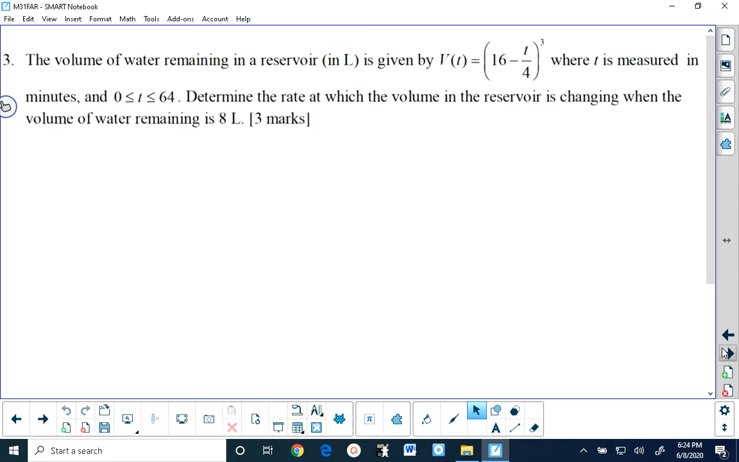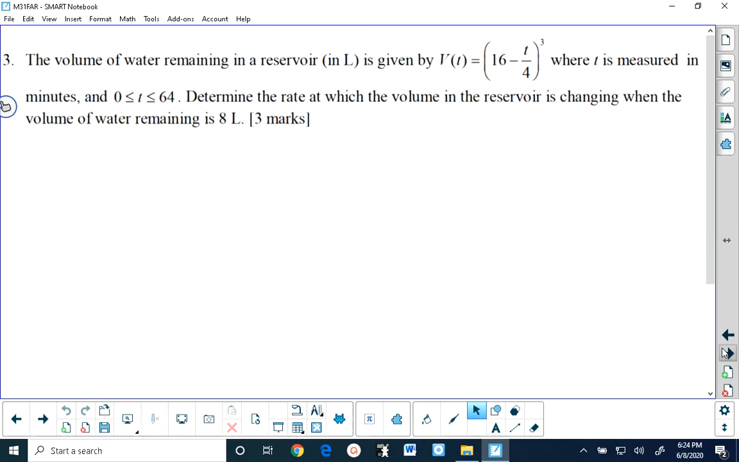You're asked to determine the instantaneous rate at which the volume in the reservoir is changing when the volume of water remaining is 8 liters. I threw in the word instantaneous there just to remind you that when we talk about a rate of change, unless you're otherwise told, it is instantaneous.